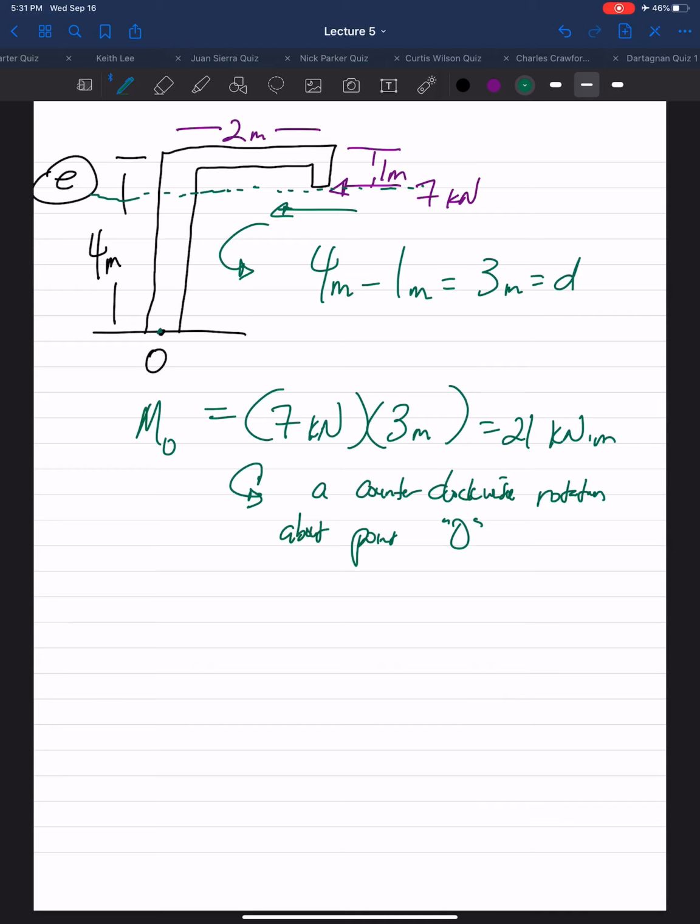So let's take a look at some problems. Let's look on page 96. Let's look at problem 3-4. The problem states, determine the moment about point A of each of the three forces acting on the beam.